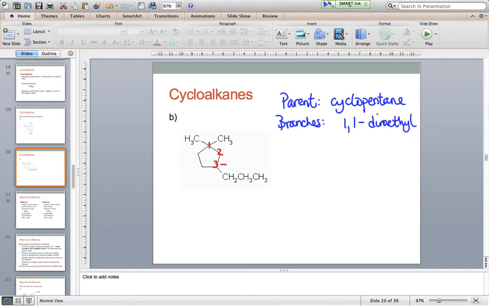What are the names of my branches here? Off the first carbon, I actually have 2 methyl branches, and I know that calling this 1, 1 seems a little bit redundant, and it is. However, it's just the rules. I didn't make them. I'm just telling you about them. So 1, 1 dimethyl, that's our first branch, but let's not forget, off the third carbon, I've got a branch that has 1, 2, 3 carbons in it. Prefix for 3 carbons is prop. Suffix that indicates it's a branch is yl. So 3-propyl.